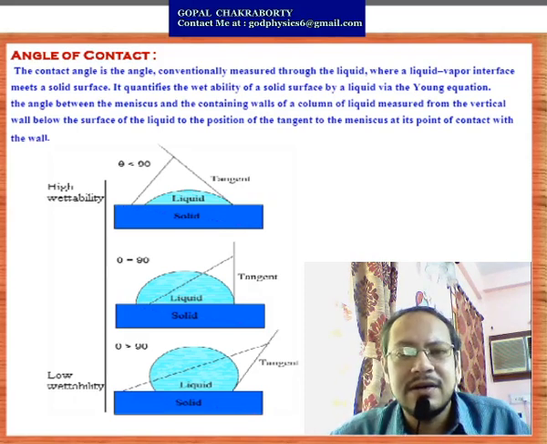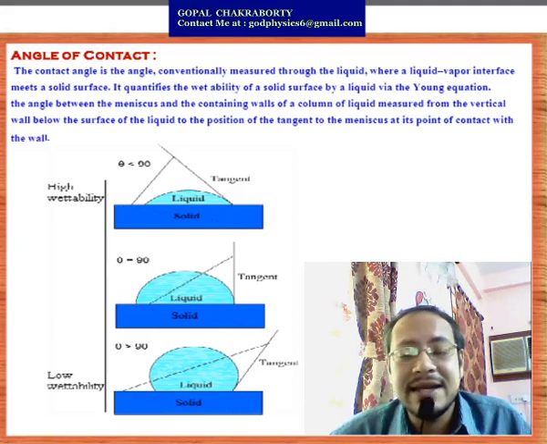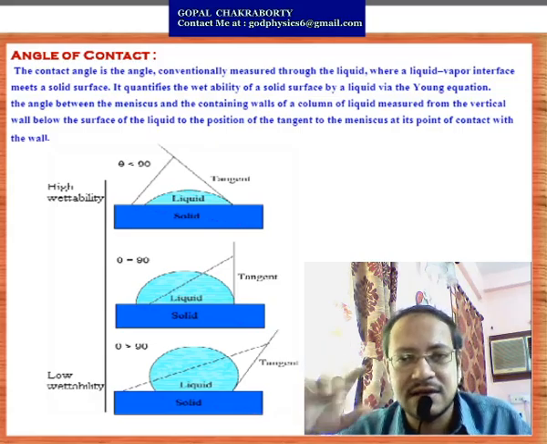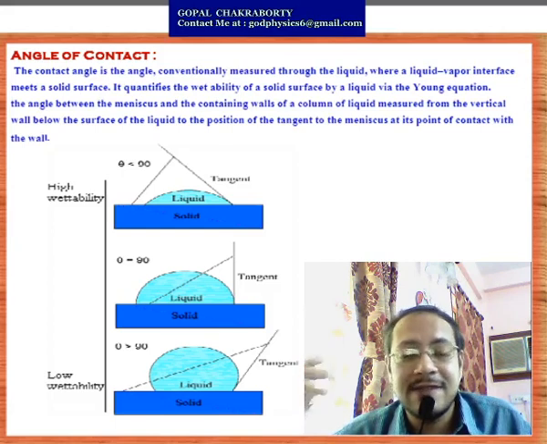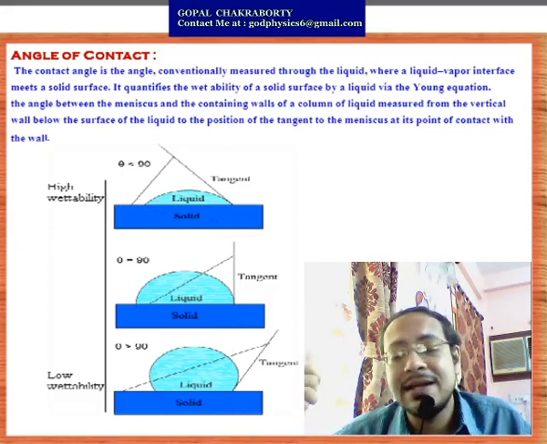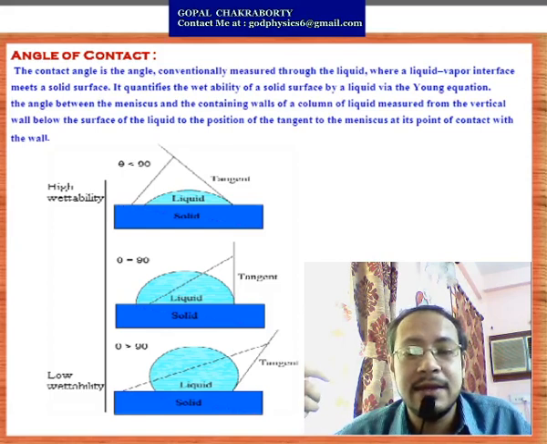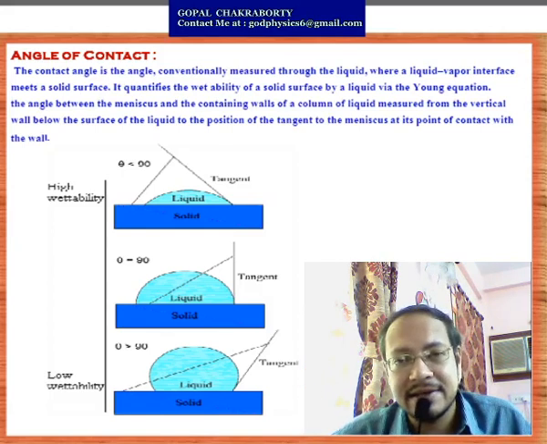So if the wettability is high, in that case the contact angle will be less than 90 degrees, as per the figure I have drawn here. The tangent shows the angle; the contact angle will be less than 90 degrees. And if the wettability is very low, in that case the contact angle will be greater than 90 degrees.